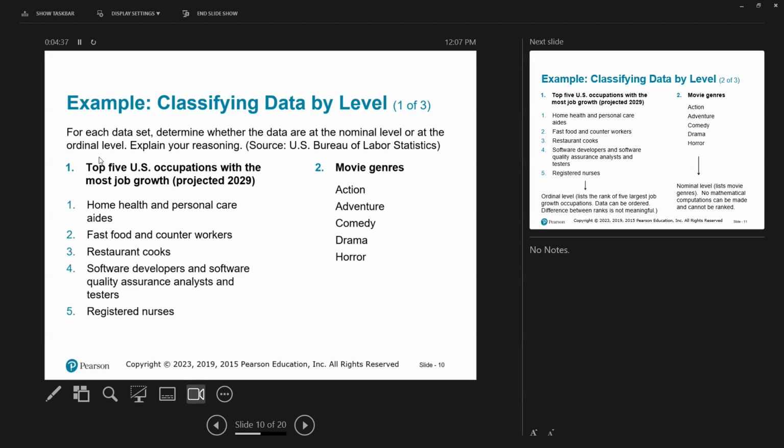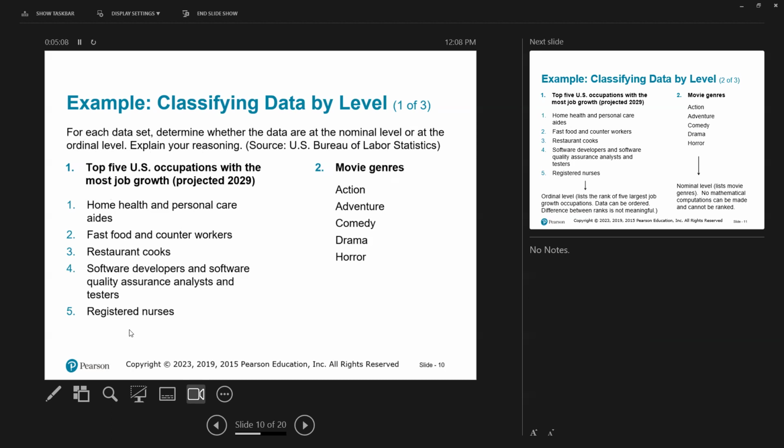Let's talk about this. And then when we look at the movie genres, it can be an action movie, an adventure movie, a comedy movie, drama movie, or horror movie. So these are some movie genres. So far, we talked about the nominal data and ordinal data. So the difference between nominal and ordinal: nominal is very limited. It's always qualitative, but ordinal can be quantitative or qualitative.